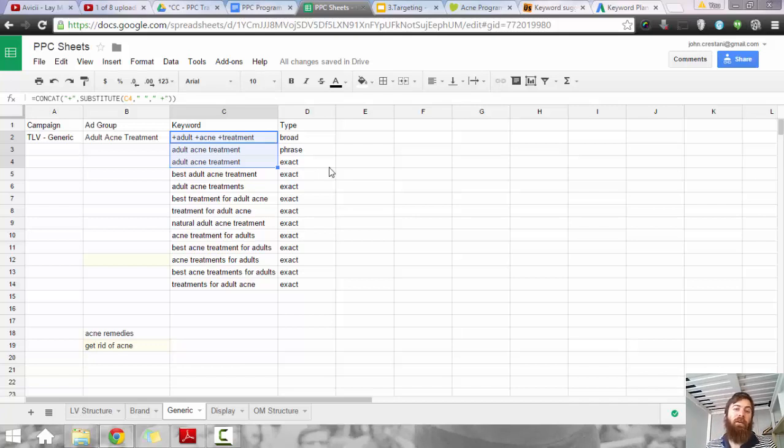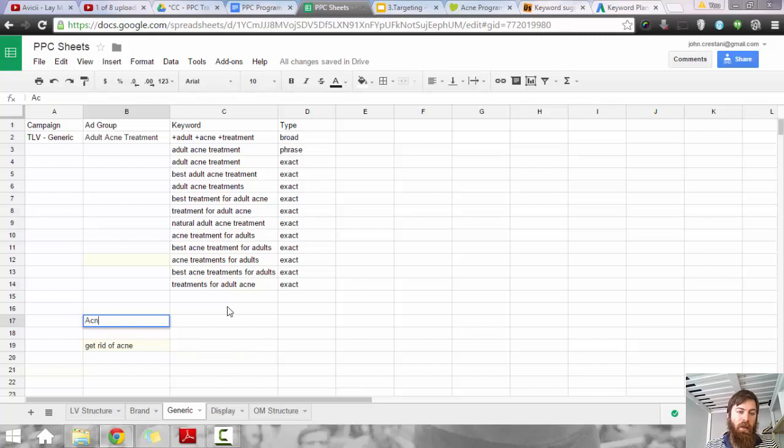Now what we'll have to do is test, obviously, to see if it's going to work. If we're expecting a conversion rate of 1%, we have to bid around 40 cents. Let's do an acne remedies group. What I'm going to do is leave 2 spaces in between here, and I'm going to do acne remedies.